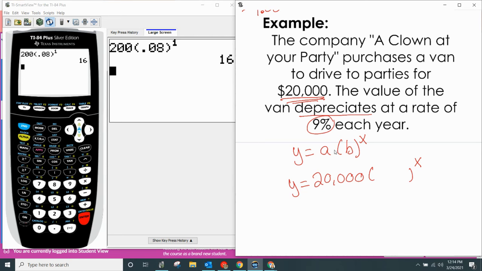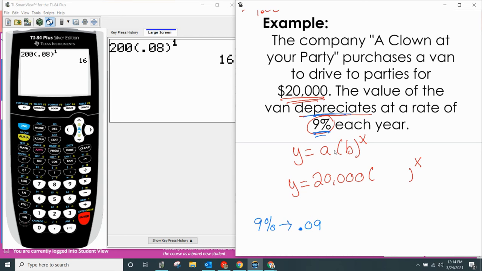Okay, so here, I know since it's depreciating, again, if I multiply by the 0.09, because I know 9%, so remember, you have to take your percent, convert it to a decimal. So I know that if I put in 0.09 and I multiply it times that 20,000, that would tell me after the first year, this van's not going to be worth very much money. So it shouldn't make sense.